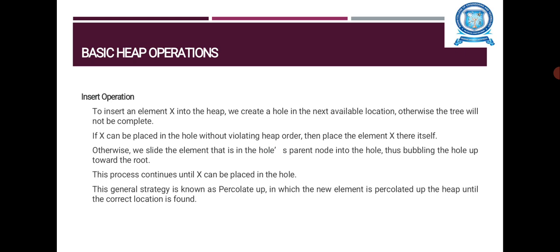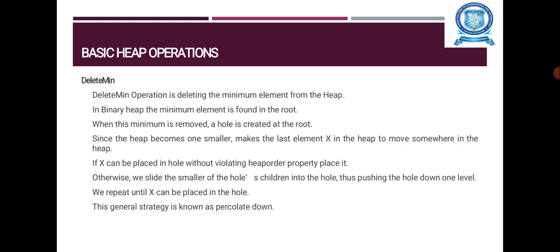Then the next one is delete minimum. The delete minimum operation deletes the minimum element from the heap. In a binary heap, the minimum element is always found at the root, so we can easily remove it. When this minimum is removed, a hole is created at the root, so we need to replace this hole with an element from the tree.